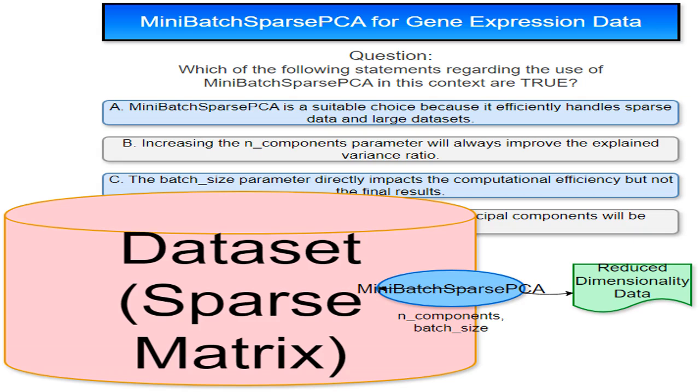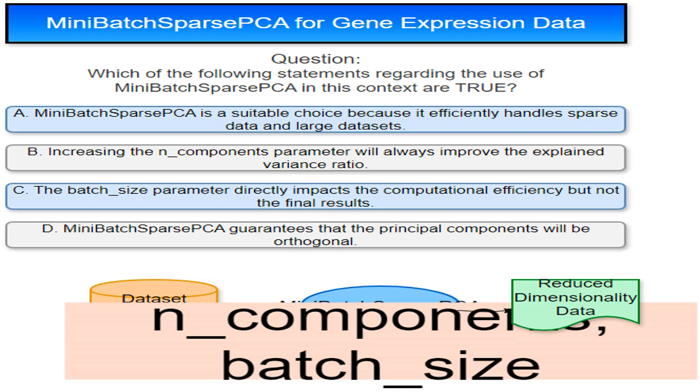This is the algorithm I'm using. It's a type of principal component analysis, PCA, that's optimized for dealing with large sparse datasets. It breaks the large data into smaller mini-batches to process them efficiently. These are important settings for the MiniBatchSparsePCA algorithm. n_components determines the number of principal components I want to extract, while batch_size determines how many data points I use in each mini-batch during processing.